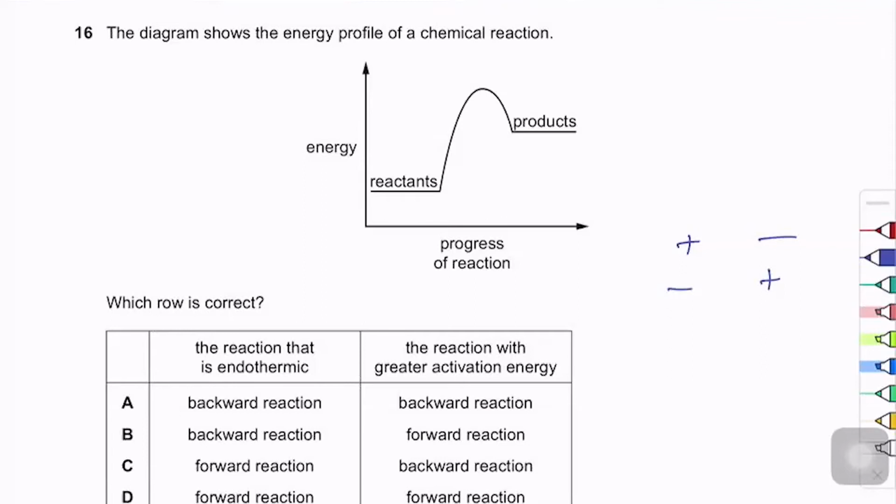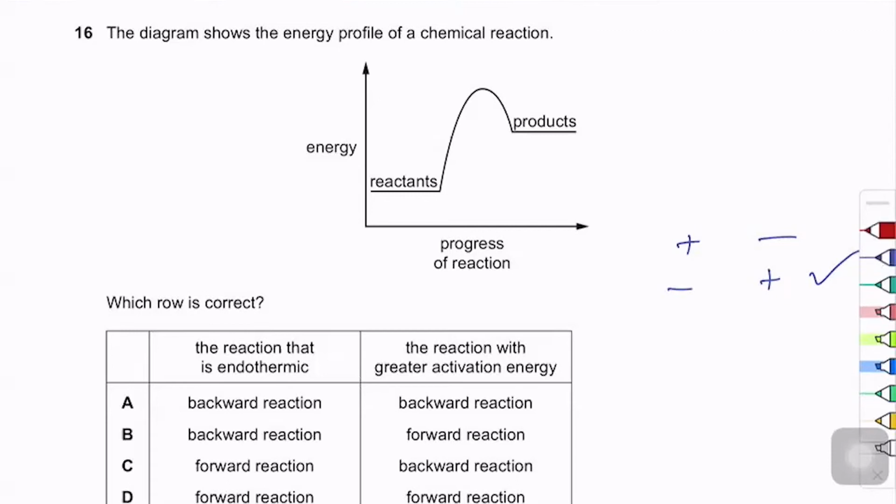Yeah, you're right. Umar is absolutely right. It is a minus plus because it is endothermic. Now, they're saying the reaction that is endothermic, of course, the forward reaction is endothermic and the backward reaction is exothermic.